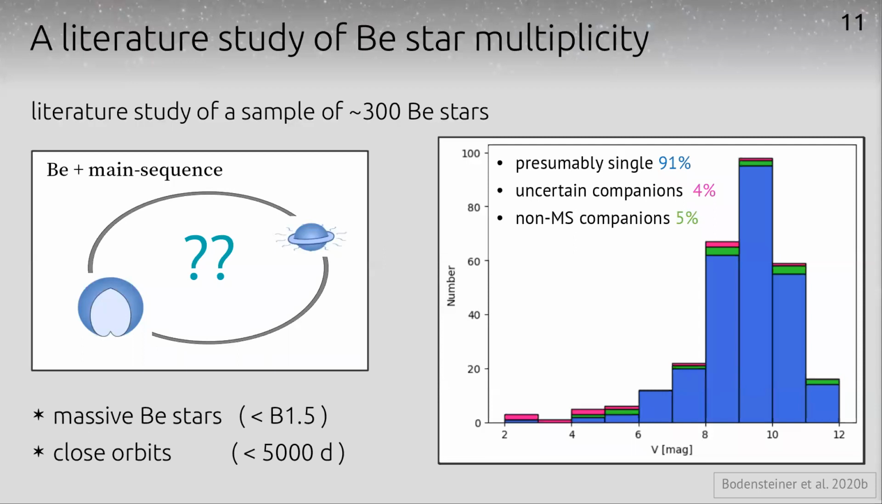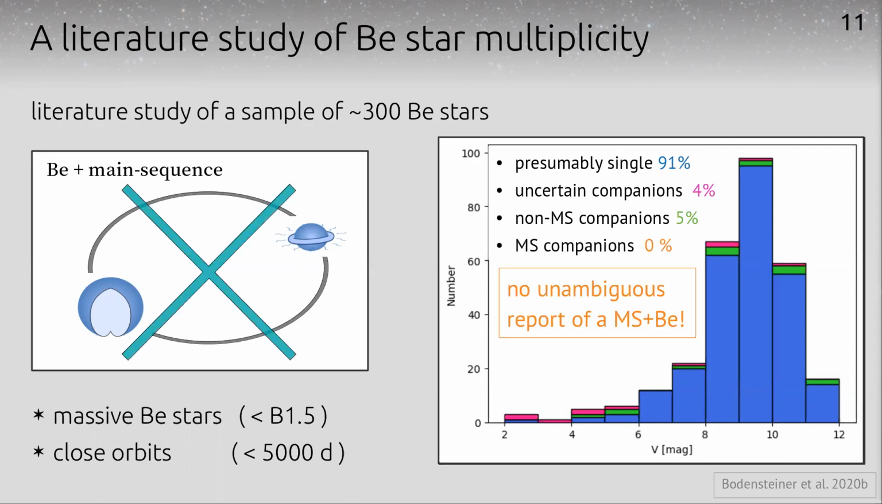This is also why I call the first group of stars that we defined in the study presumably single, which means either they are truly single, which of course is always difficult to say, or they haven't been studied enough yet to detect a possible companion. Then we defined a second group of stars where someone has claimed that there is a companion, but it's not really clear what the nature of the companion is. I will come back to those in a minute. And then there's the group of BE stars which are known to have non-main sequence companions, for example high mass X-ray binaries, where the companion is probably a neutron star.